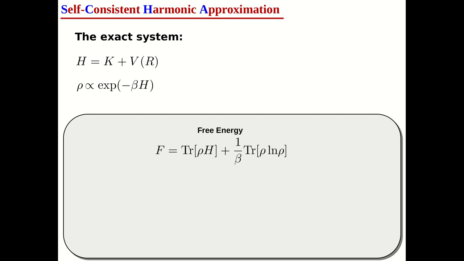And here, rho is the exact density matrix of the nuclei, which is given by this expression, where beta is the inverse temperature. And here we can see the formula for the free energy. So we have the average energy, plus the entropy contribution to the free energy, so minus Ts.